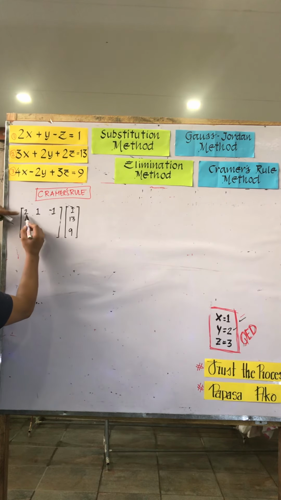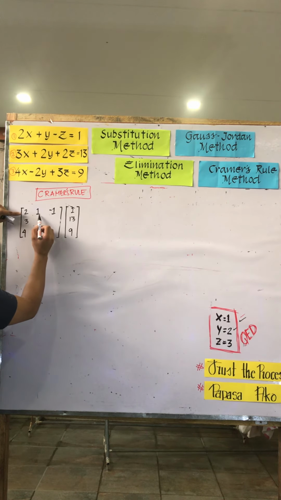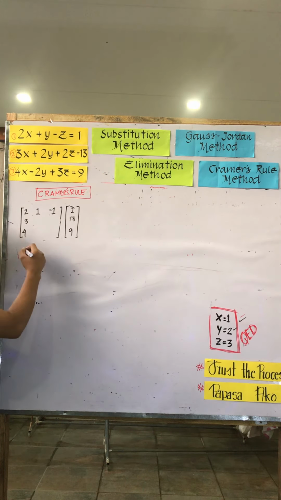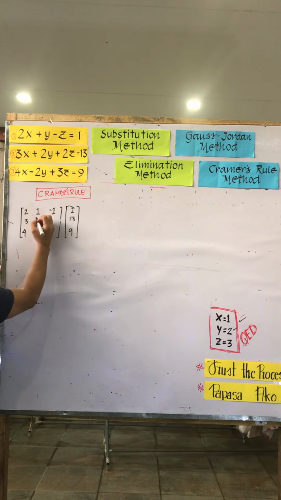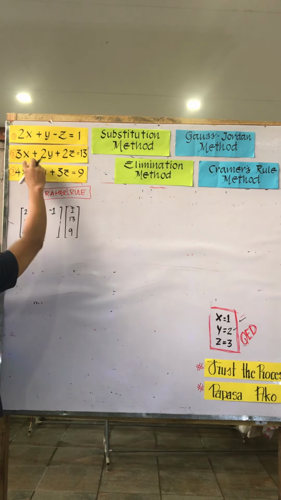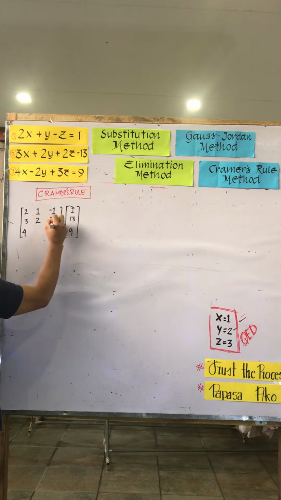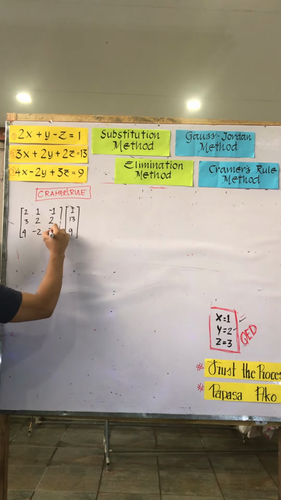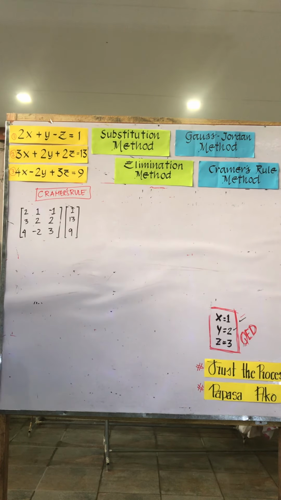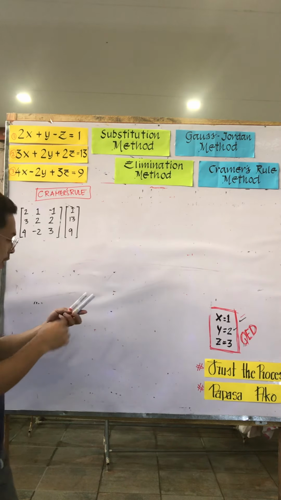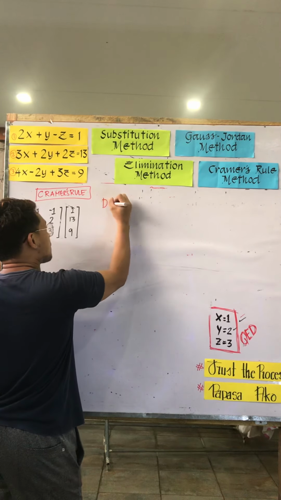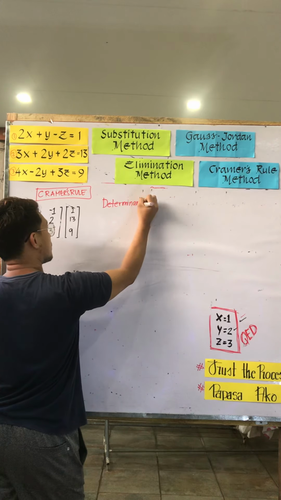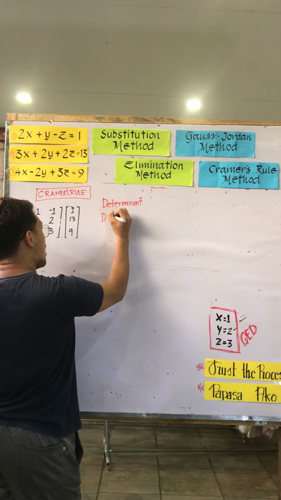Therefore, we have 2x plus y minus z is equal to 1. This is our first equation. Our first column is for x, second column is for y, and third column is for z. Therefore, we have 3x plus 2y plus 2z is equal to 13, and 4x minus 2y plus 3z is equal to 9. First, let us find the determinant value. So let us have our D value.